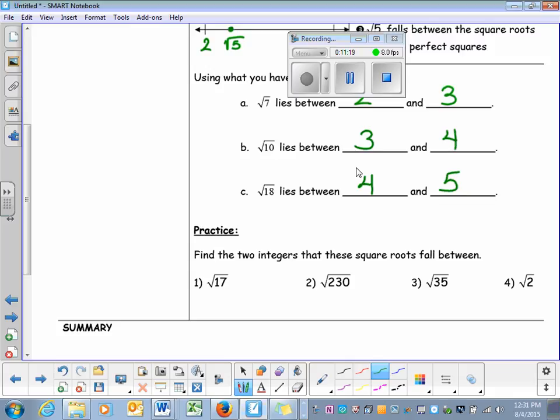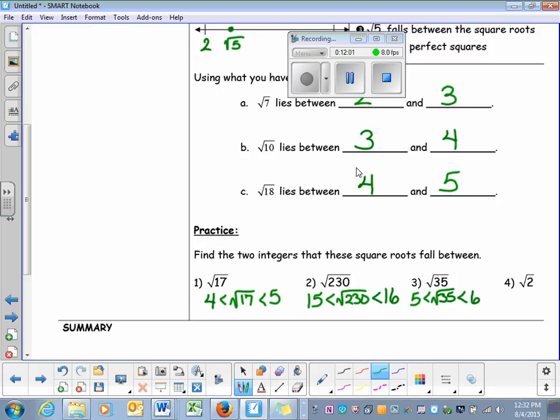All right, so I'm going to do these on my graphing calculator, just in my hand. The square root of 17, 4 is less than the square root of 17, which is less than the next whole number, 5. The square root of 230. Let's see, 15 is less than the square root of 230, which will be less than the next whole number, 16. 35. 5 is less than the square root of 35, which is less than 6.